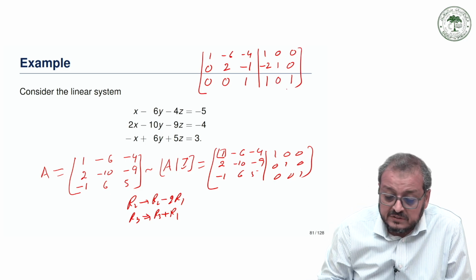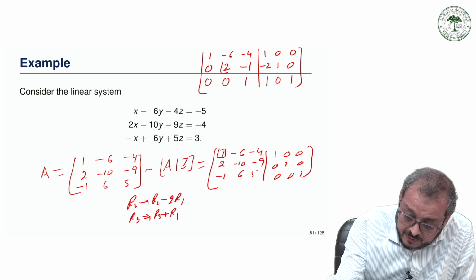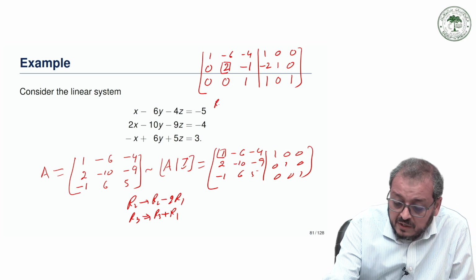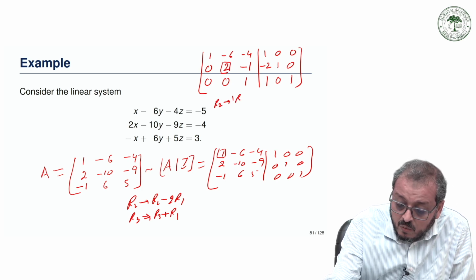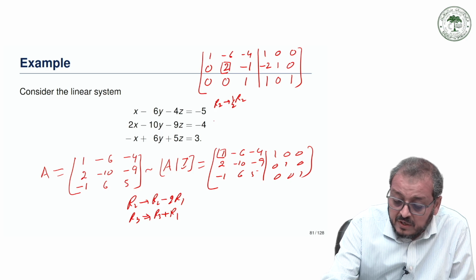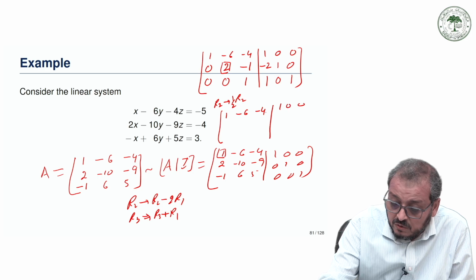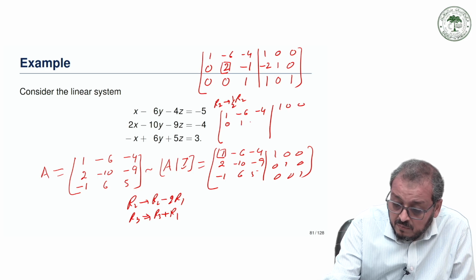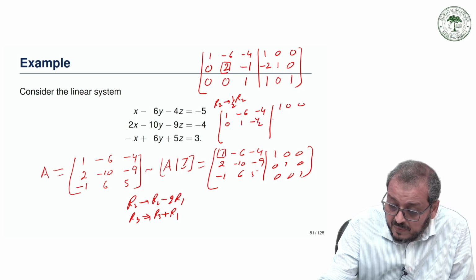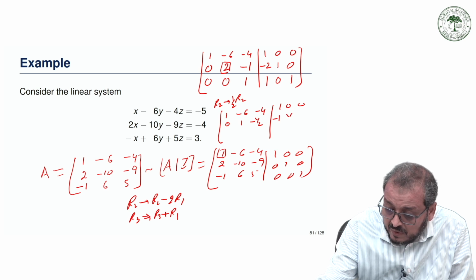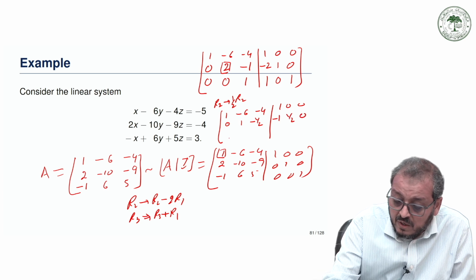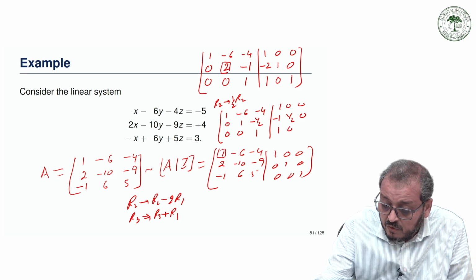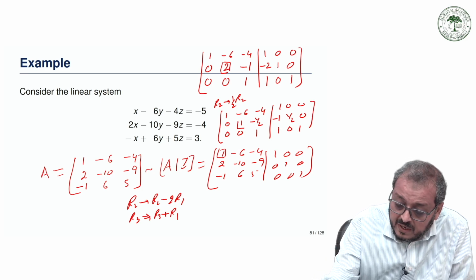Okay, now this is our pivot element. Now R2 can be written as 1 by 2 R2. So the matrix takes the form 1, minus 6, minus 4, 1, 0, 0. Then 0, 1, minus 1 by 2, minus 1, 1 by 2, 0. Then 0, 0, 1, and 1, 0, 1. Now this is the pivot element here.